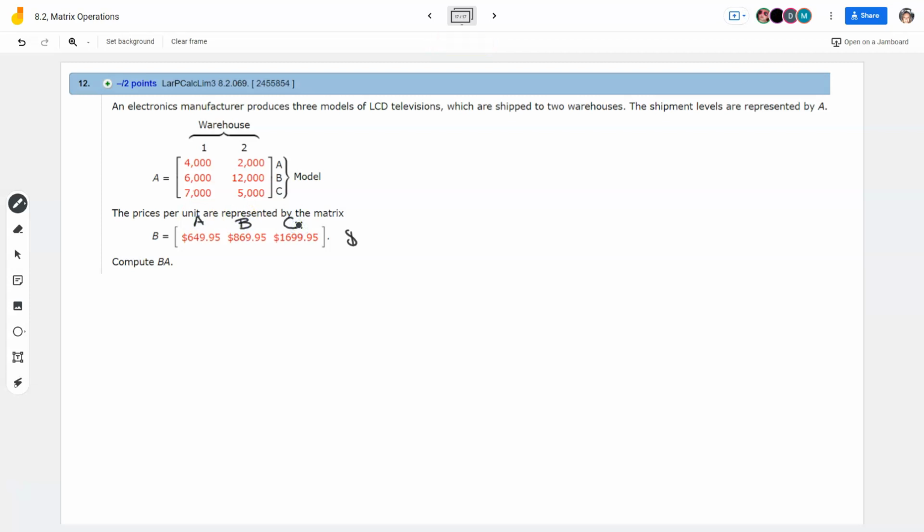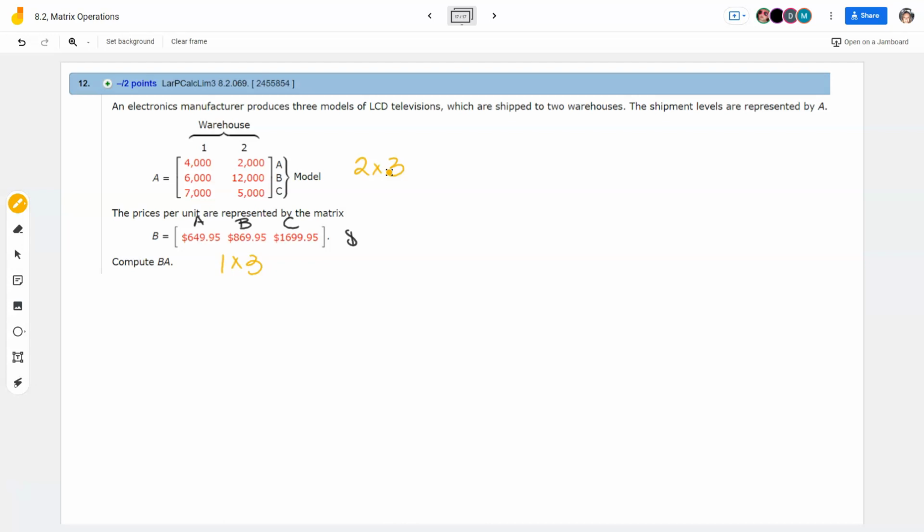3 models. So why are they multiplying B times A? Find the prices. And it's only with a multiple. Yes. Could I multiply A times B? No, it doesn't make sense. But what does make sense? I don't have anything split up by warehouses, right? Remember, matrix multiplication, you go across as you go down.